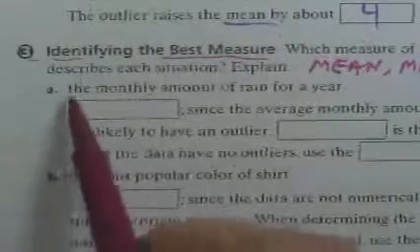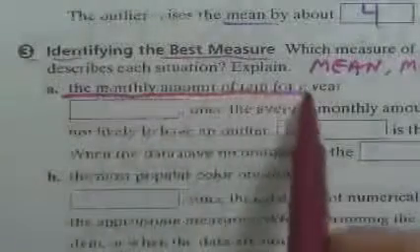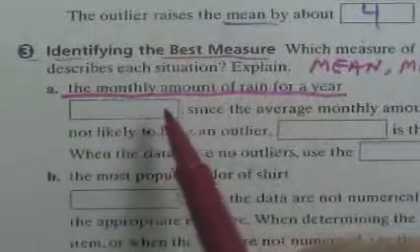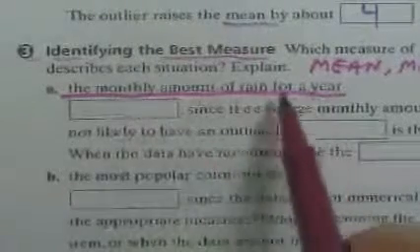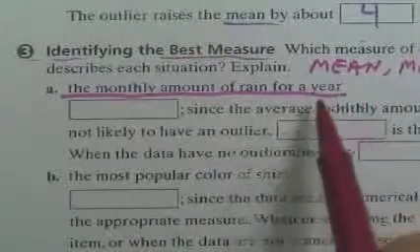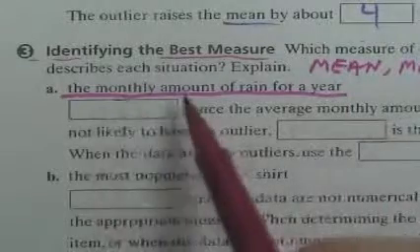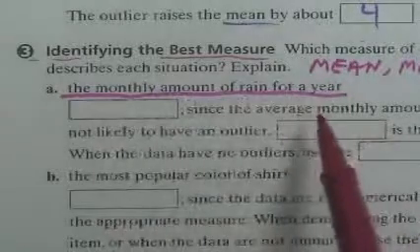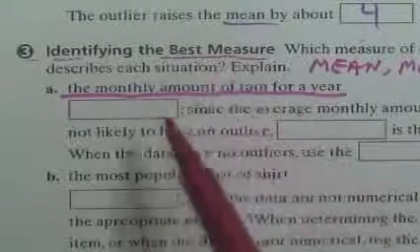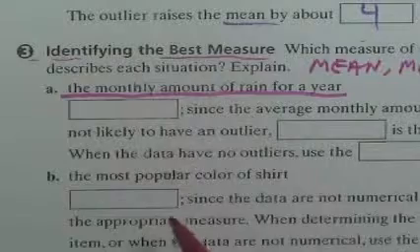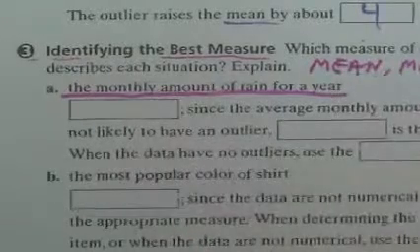The monthly amount of rain for a year. What would be the best way to find the monthly amount of rain for a year? Would you use the average, the mean? Would you use the median? Or would you use the mode? How much rain in a month during an entire year? Would that be mean, median, or mode? It would be mean.